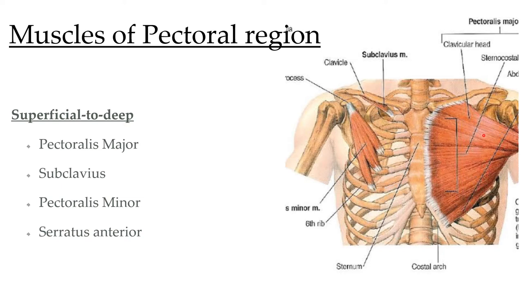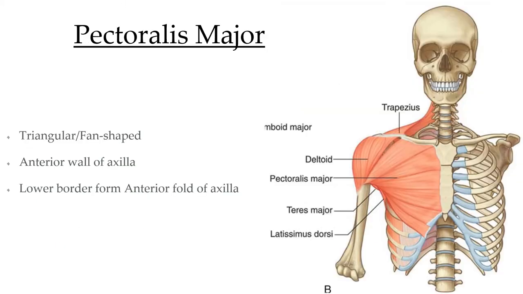If we remove the pectoralis major, then deeper to it, we get two muscles. The superiorly lying muscle is the subclavius, and inferior to it, we have a triangular muscle, which is the pectoralis minor. And the fourth muscle, which is present deepest, is the serratus anterior. Let us first start with pectoralis major.